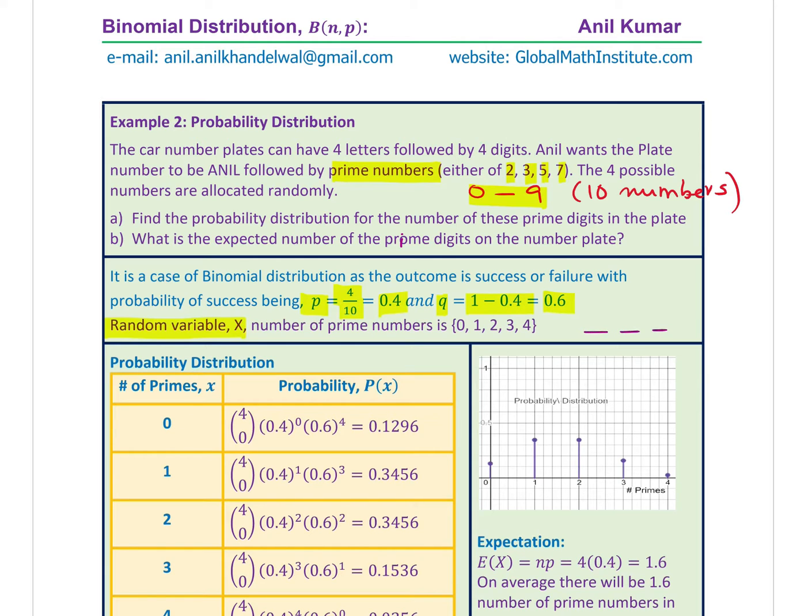1, 2, 3, 4. So the number of prime numbers could be how many? We could get zero prime numbers, or we can get 1, 2, 3, or all of them could be prime numbers, right? So the positions are to be filled by the prime numbers.